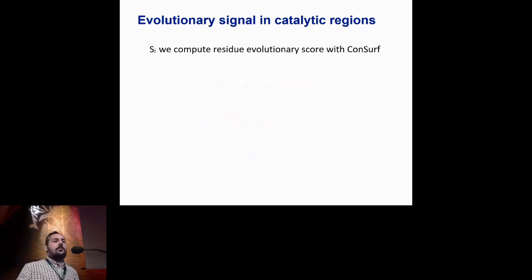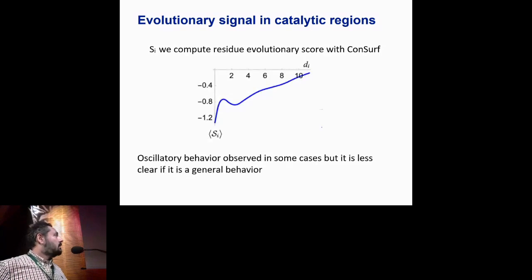We also did the same analyzing the evolutionary conservation of the residues. Basically, we ran Consurf on all the 550 enzymes, and we plotted again the average conservation as a function of the residues' distance from the closest catalytic site. And we see also here a kind of oscillation, but here the interpretation is a bit more difficult, because when we look singularly at the enzymes, this oscillation is not so clear. So we are still analyzing the data to understand if this is a general behavior and what is the sense of this general behavior also.